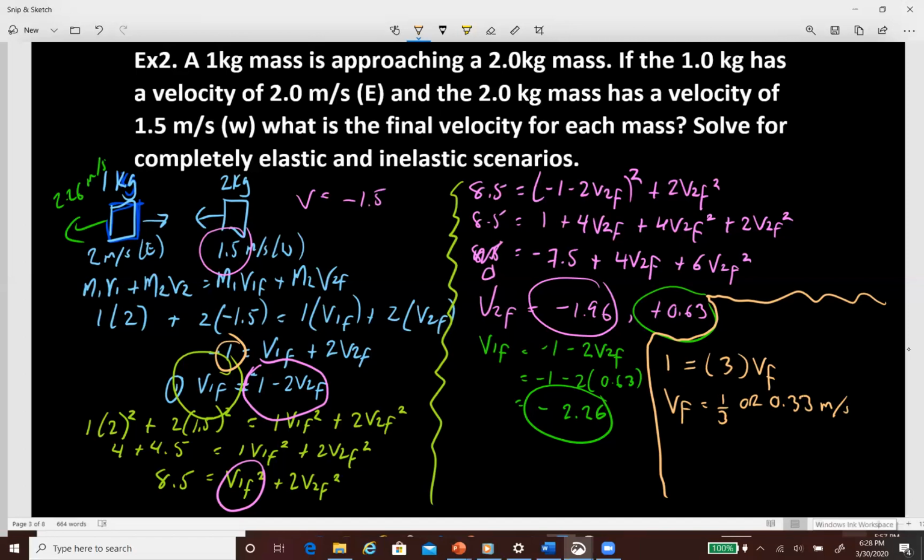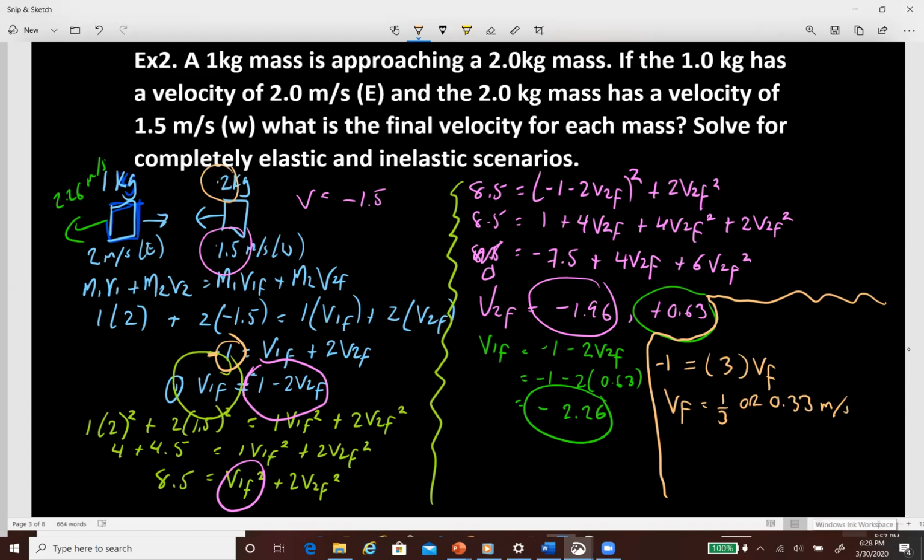Was that... sorry, the initial momentum was -1? Kind of, yeah, I drew over it so I couldn't see it. Yeah, that makes more sense. It didn't make sense that it was positive because this object has a bigger momentum.